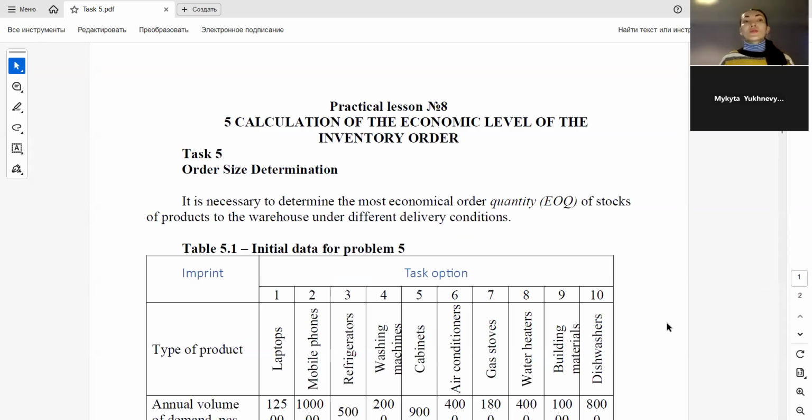Good. So today it is practical lesson number 8, and the topic of our lesson is calculation of the economic level of the inventory order. And our task number 5 is order size determination.